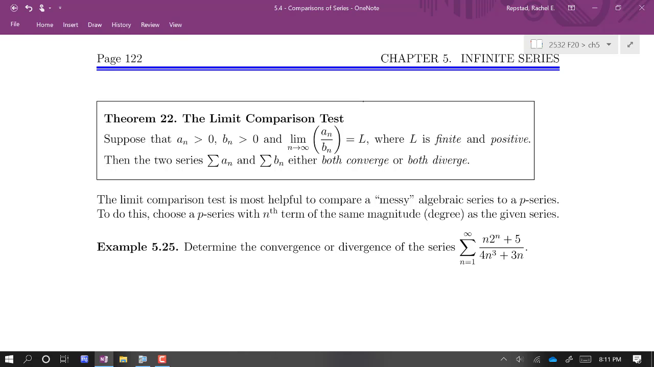So now let's do an example. Let's say we want to know what's going on with this series whose terms are n to the n plus 5 over 4n cubed plus 3n. That is a pretty messy series. So what I'm going to do is I'm going to ignore all but the highest degree terms in both the top and the bottom, meaning I'm going to ignore these small bits at the end. I'm going to ignore them, and I don't mean like ignore them and pretend they're not part of my series. I'm going to ignore them for the purposes of choosing my comparison series.